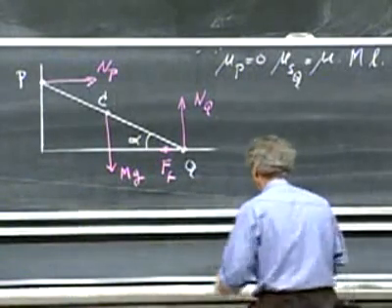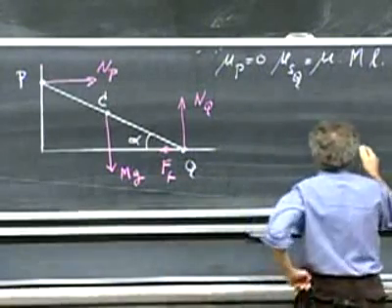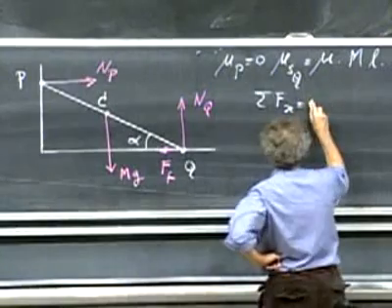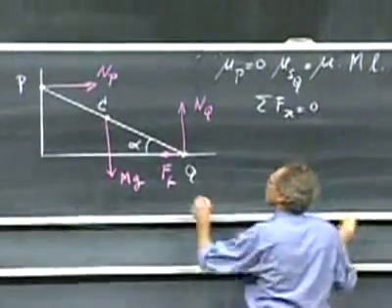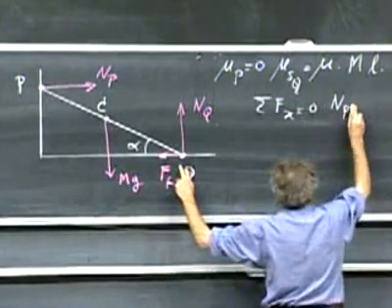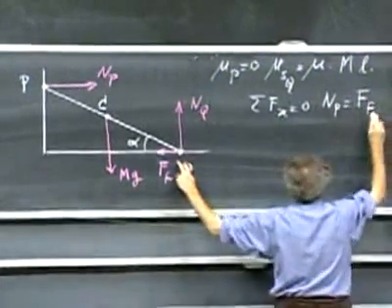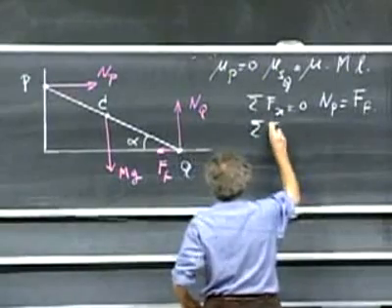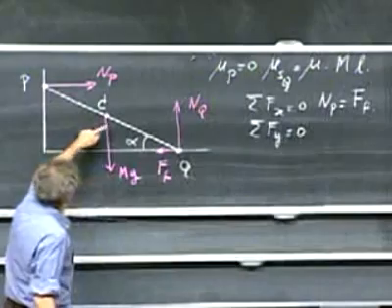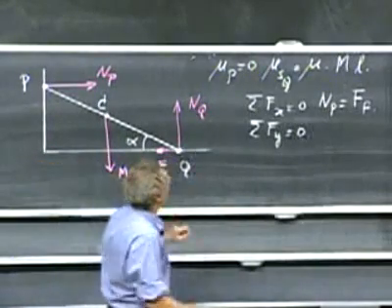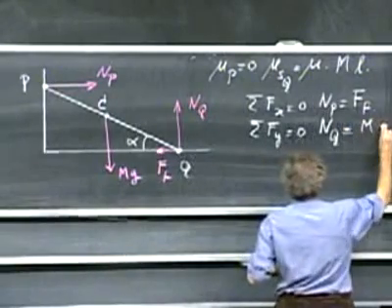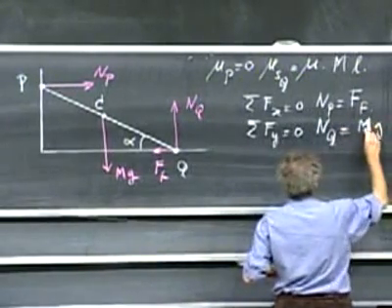And now we can start our exercise, and we can say, all right, the sum of all forces in the x direction have to be 0. So that means that N_P must be in magnitude the same as the frictional force. Now the sum of all forces in the y direction have to be 0. So that means that mg must be N_Q. N_Q must be mg.